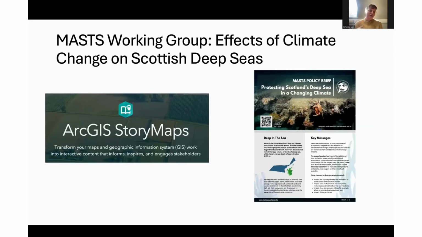Okay, so you've heard me kind of throwing around this word story map. So let's actually dig into what a story map is and what we have produced really. So we have two outputs.